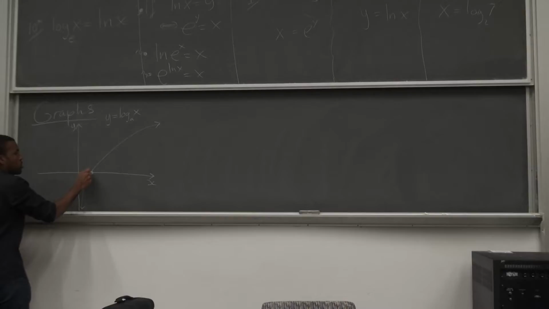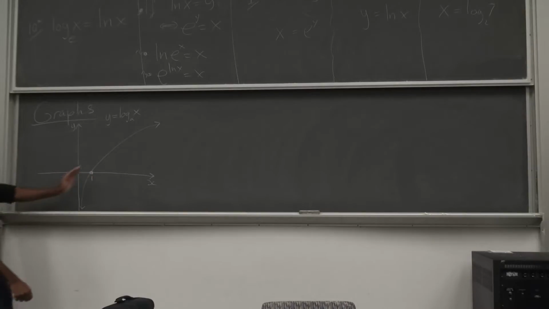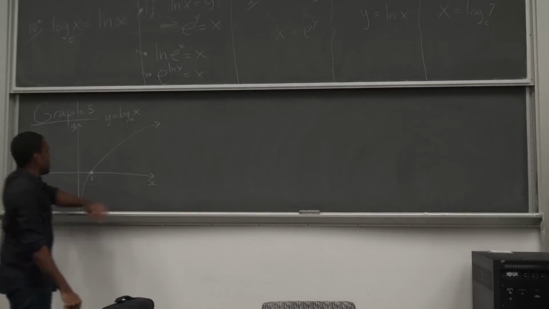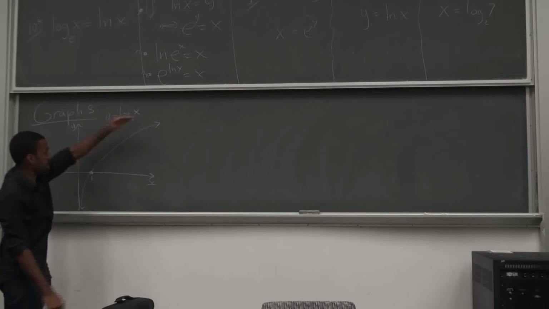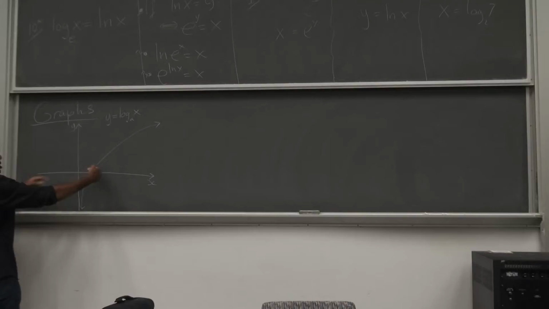It passes through 1. It keeps rising, kind of like a square root, not exactly, but it rises in that fashion. And it approaches 0, but it never actually touches it. It starts to go down to negative infinity. The y-axis is actually an asymptote.